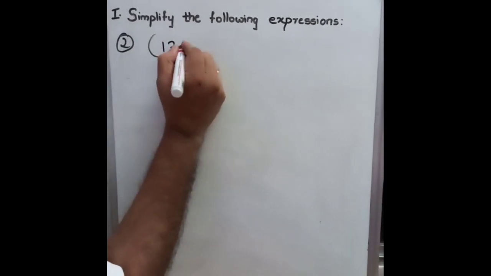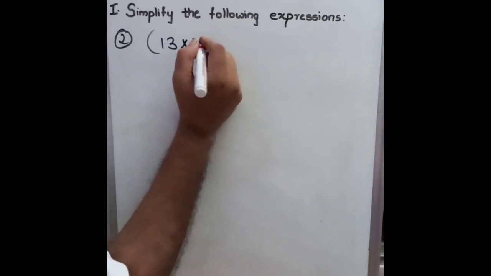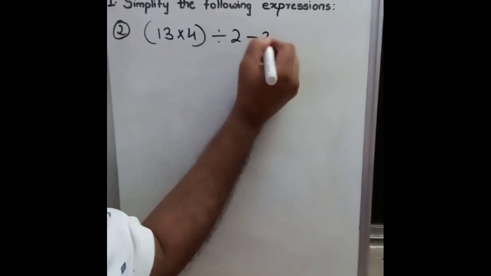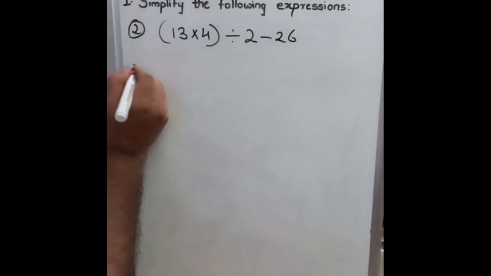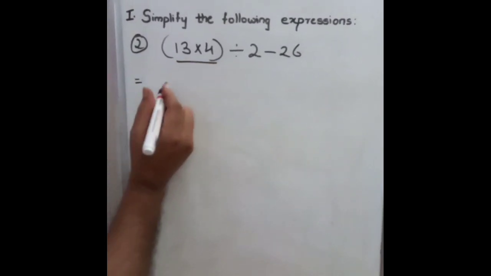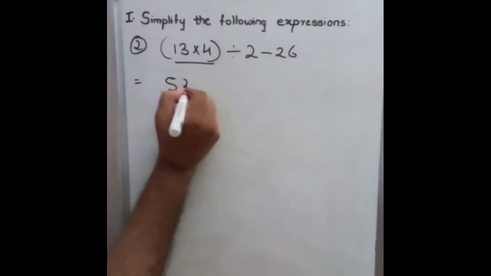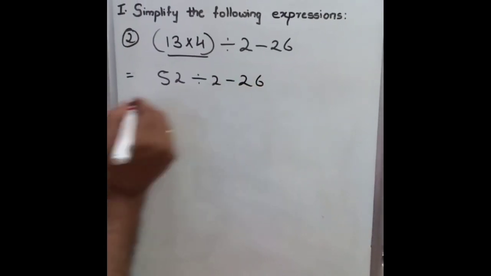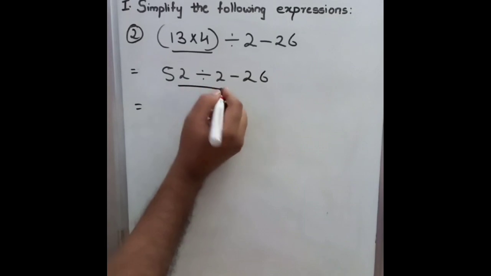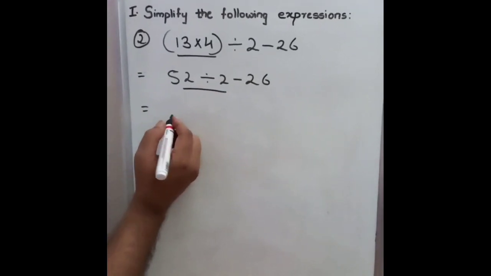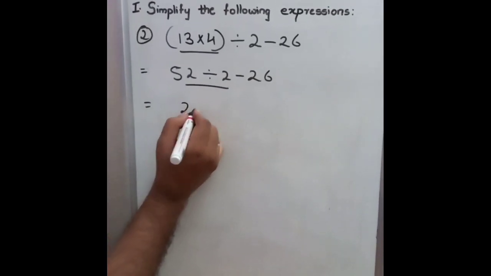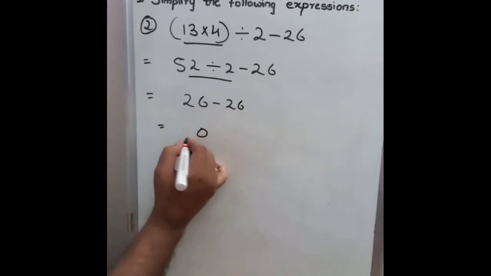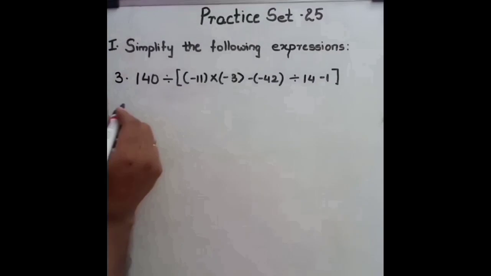Second sum: 13 into 4 divided by 2 minus 26. In this case, first we'll solve this one. 13 into 4, that comes up to 52, divided by 2 minus 26. We'll solve this: 52 divided by 2, that comes up to 26, minus 26. That's your answer, 0.